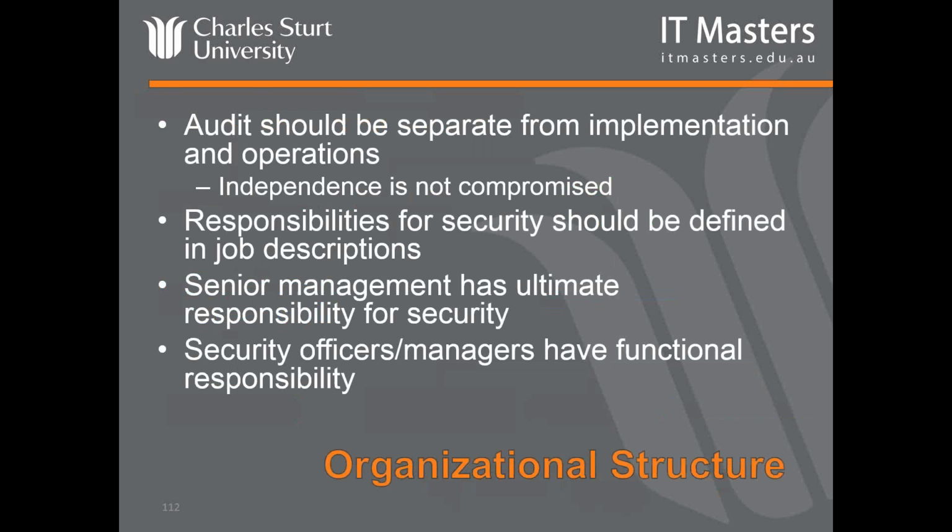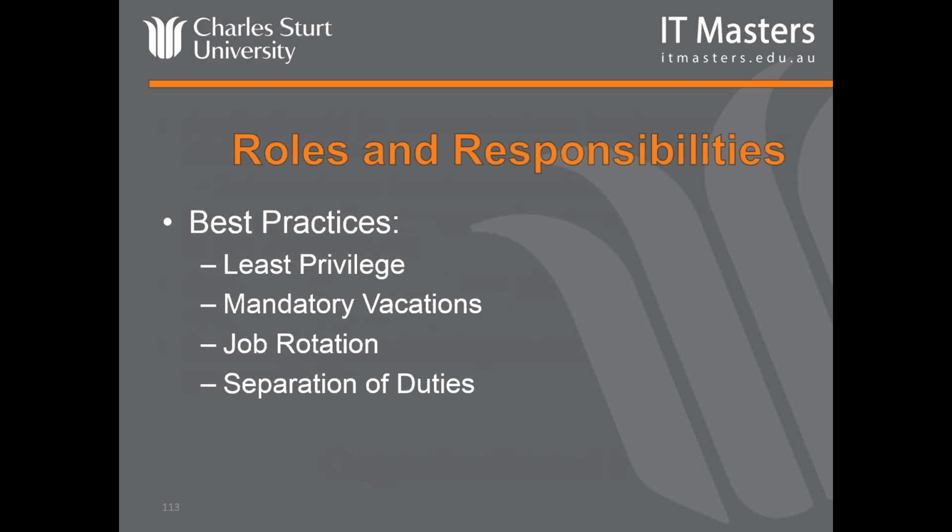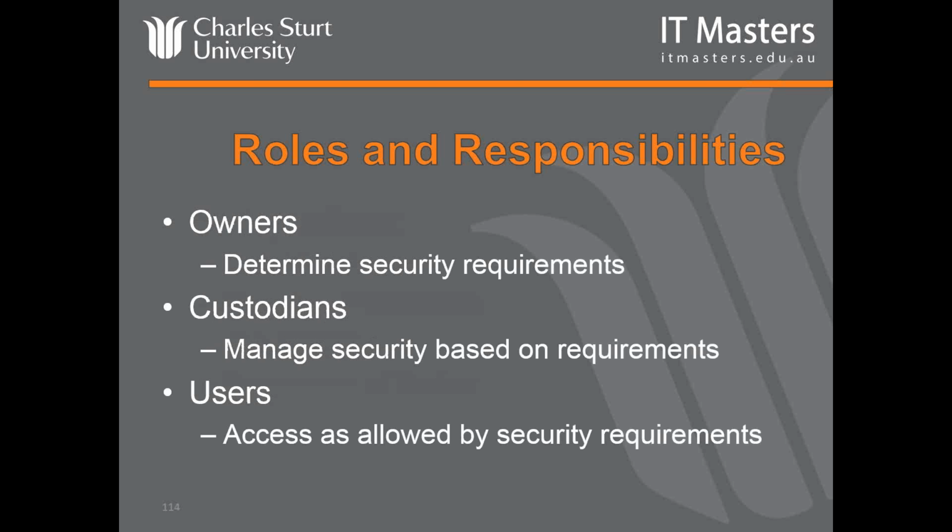Okay, audit should be separate from implementation and operation. Independence needs to be set up so that we don't compromise it. We should also make sure that security is defined in job descriptions. And remember that senior management is the one that is ultimately responsible, not you, even as a security manager, for security. Functional responsibility is what we have as a security officer or management. When we're setting up roles, we need to think about best practices: least privilege, mandatory vacations, job rotation, and separation of duties. You'll see that we cover these things again and again throughout these courses.